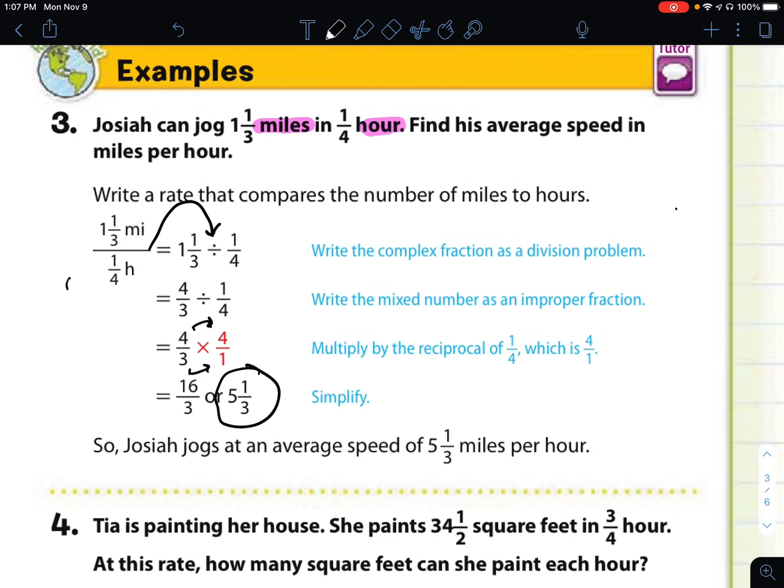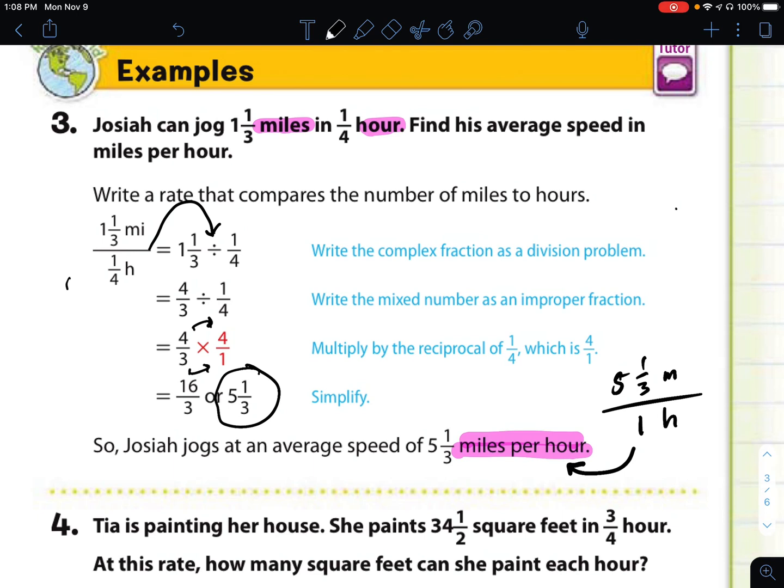So Josiah jogs at an average speed of 5 1/3 miles per hour. Now, if you notice, it's a unit rate, because when you say miles per hour, this is an indication that it's a unit rate. Basically, what it's saying is Josiah jogs at an average speed of 5 1/3 miles per 1 hour. That's why it's a unit rate. It's saying it's 5 1/3 miles per 1 hour, or simply that.